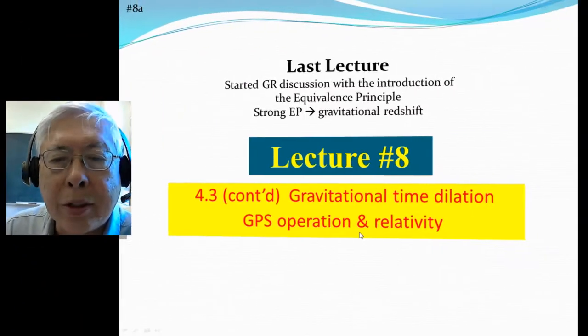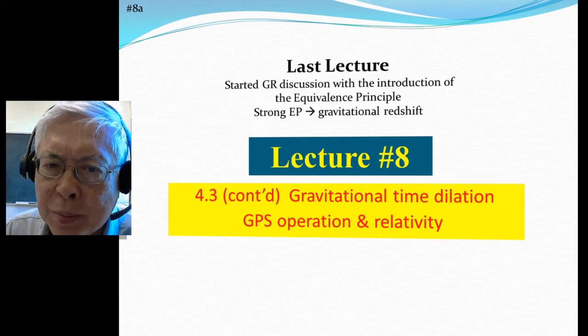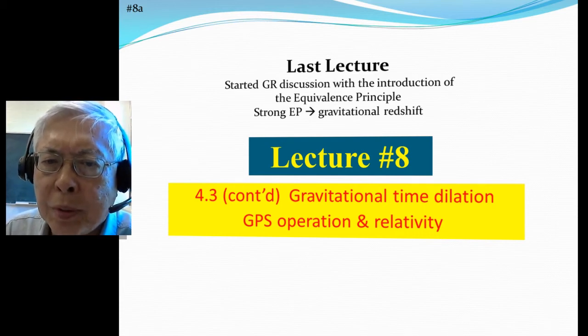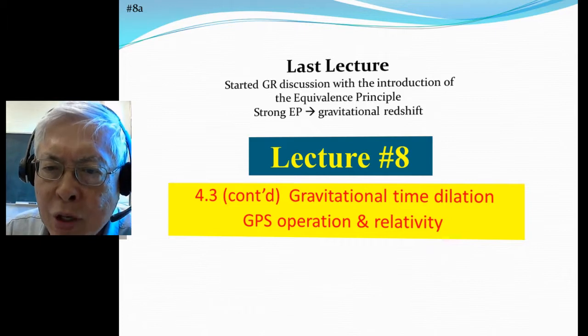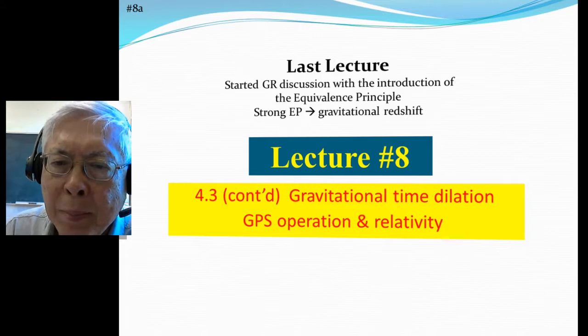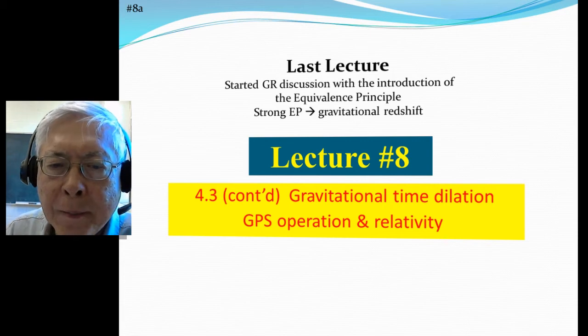Okay, we're at lecture number 8. In the last lecture we started talking about general relativity, with the introduction of the equivalence principle. In particular, we noticed the strong equivalence principle can lead to gravitational redshift. It means light, when propagating parallel or anti-parallel to the gravitational field, will be shifted to red or blue, depending on whether it is going against gravity or in the same direction as gravity.